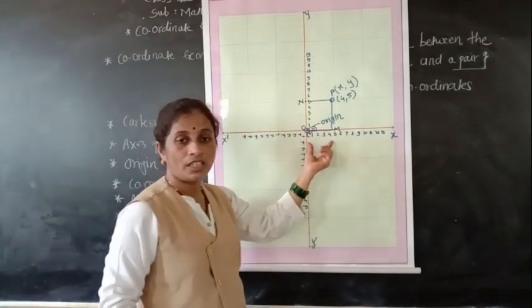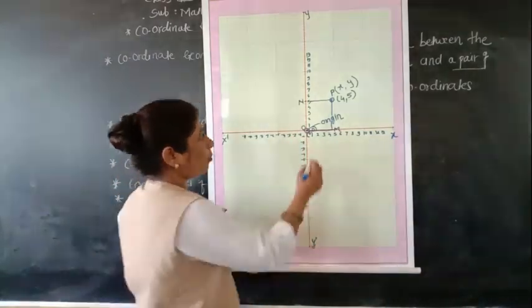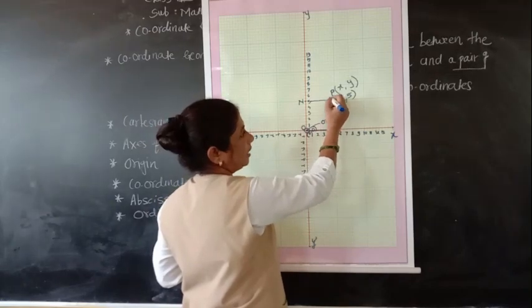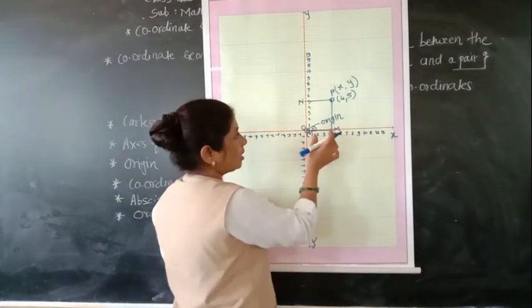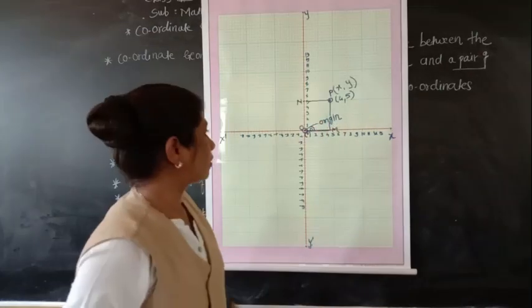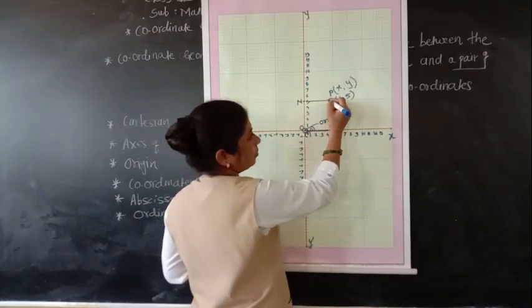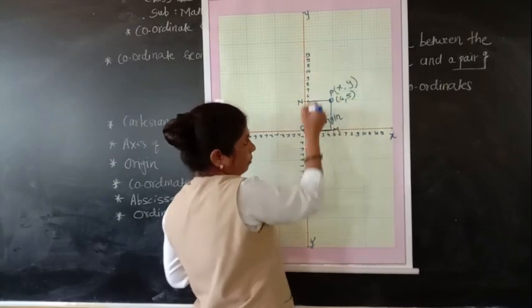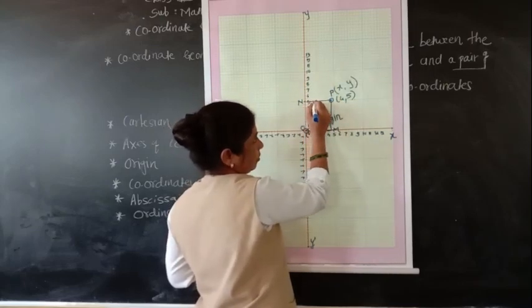OM is the distance on the x-axis, right? So the point P, how can we read the position of the point P? The position of the point P means where this P point is. Now we will see the distance of P from the y-axis. See here, this is the distance of P.